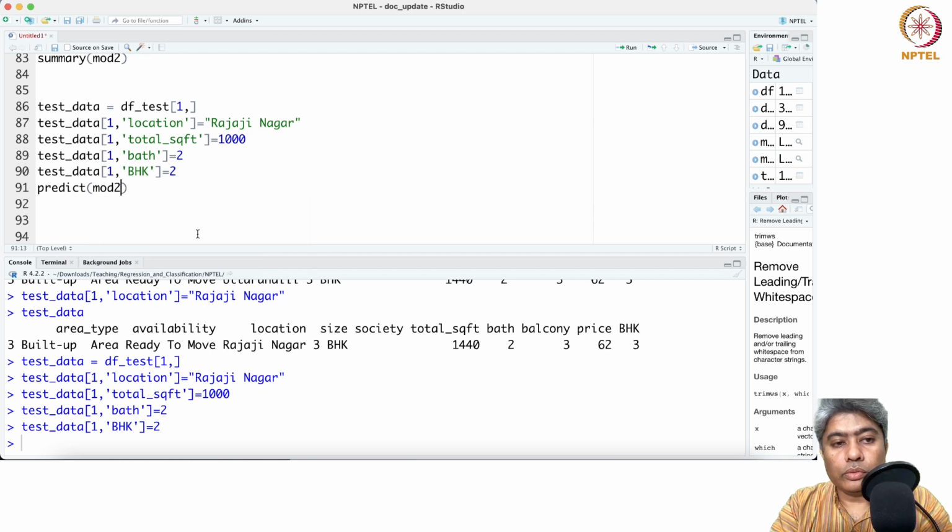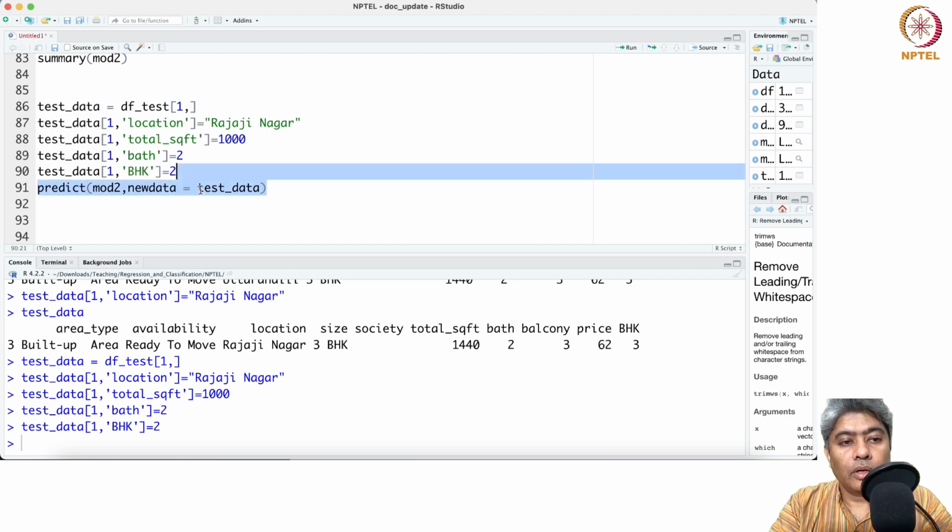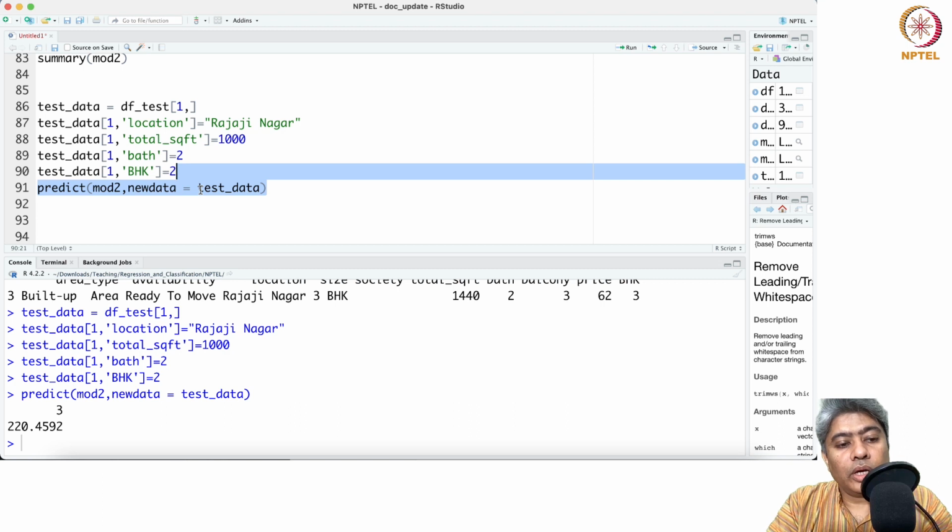Now if I predict mod 2 with new data equal to test data, it gives 220.45, so a price of 220 lakh rupees. That means 2.2 crore. In Python it was giving me 2.4 crore. So it is somewhat in the same range.